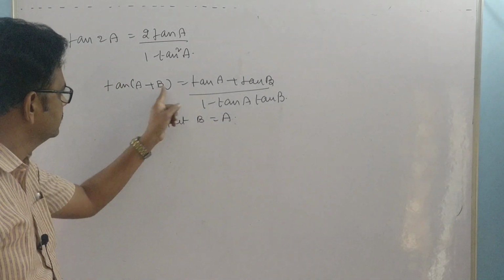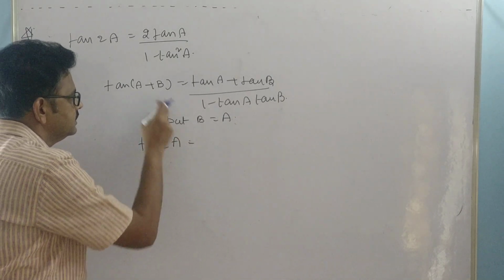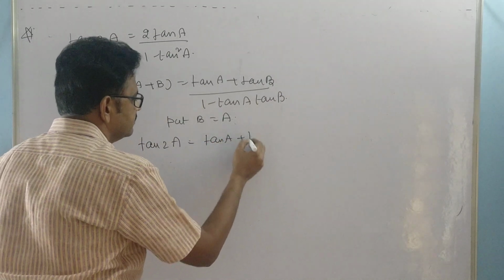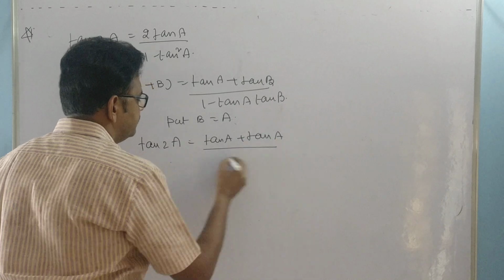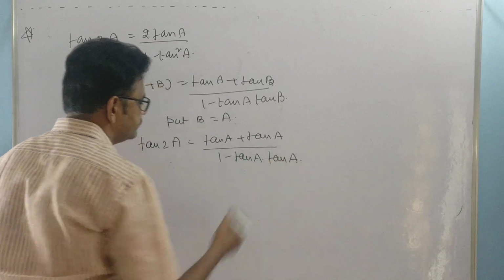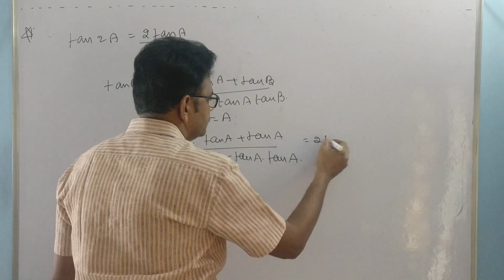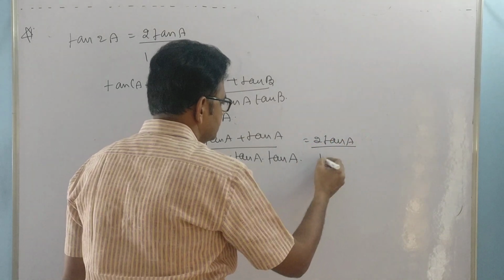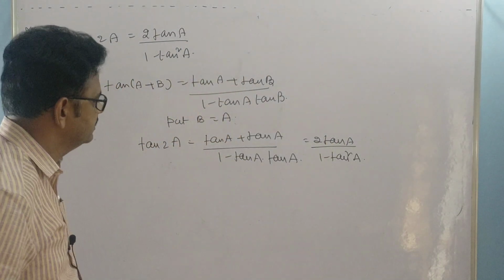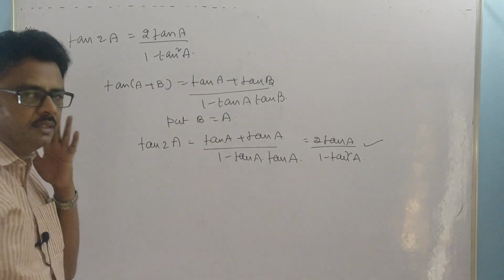B equal to A. So this is A plus A, so this is tan 2A, which is equal to tan A plus tan A by 1 minus tan A into tan A. That is equal to 2 tan A by 1 minus tan square A. Tan A into tan A is tan square A. So the tan 2A formula is 2 tan A by 1 minus tan square A.